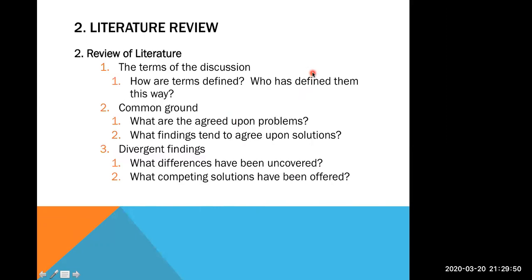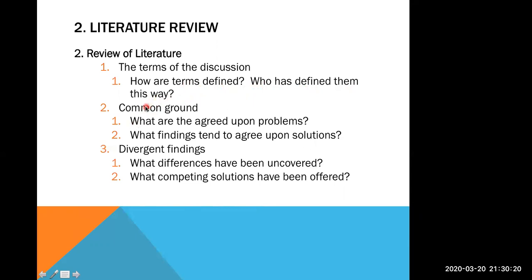The literature review, the outline strategy for the literature review section of your research paper. You should consider the following headings in your review of literature whenever you develop it. You should consider the terms of the discussion, terminologies, definitions, concepts, and so on. How are these terms defined? Who has defined them this way?